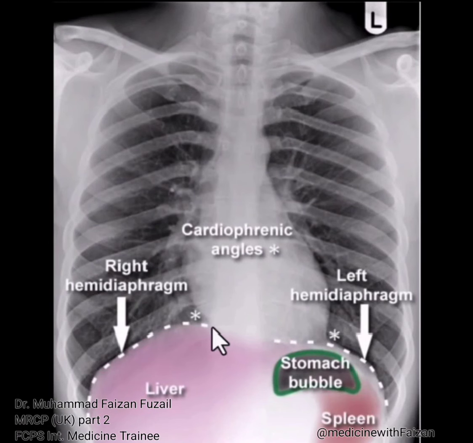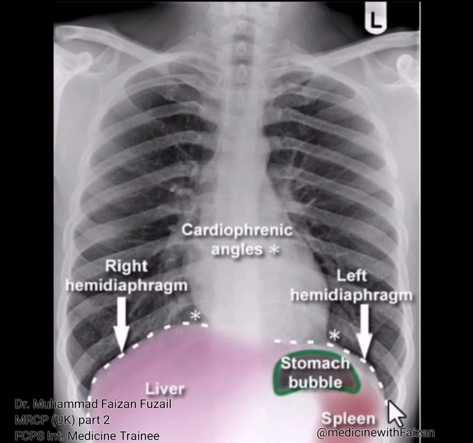The diaphragm, shown here by white dotted lines, separates the lungs from the abdominal organs. The abdominal organs are more dense and appear whiter than the air-filled lungs, which appear black. Each hemidiaphragm should appear as a smooth domed contour. Note that the right hemidiaphragm is usually a little higher than the left. The liver is located immediately inferior to the right hemidiaphragm.